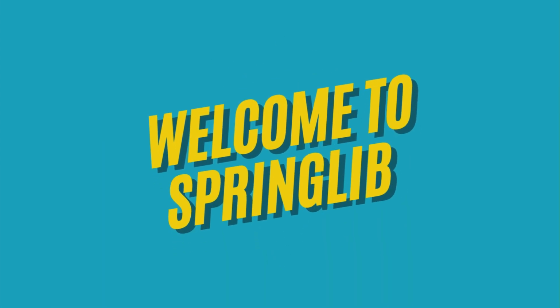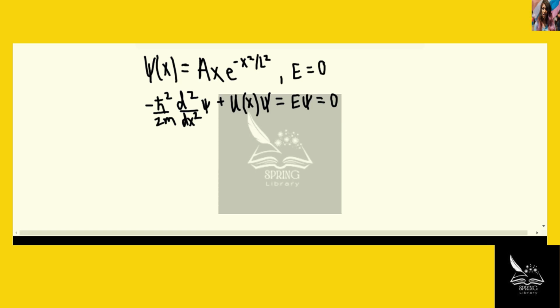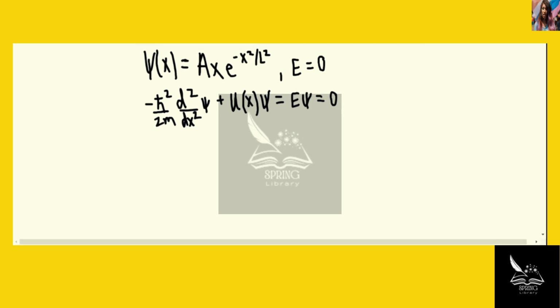Welcome to Spring LIB. So given the wave function here and the fact that the total energy is zero, we're going to start with the Schrodinger equation and proceed as follows. We're going to get the first derivative of the wave function. And that's going to have two terms.